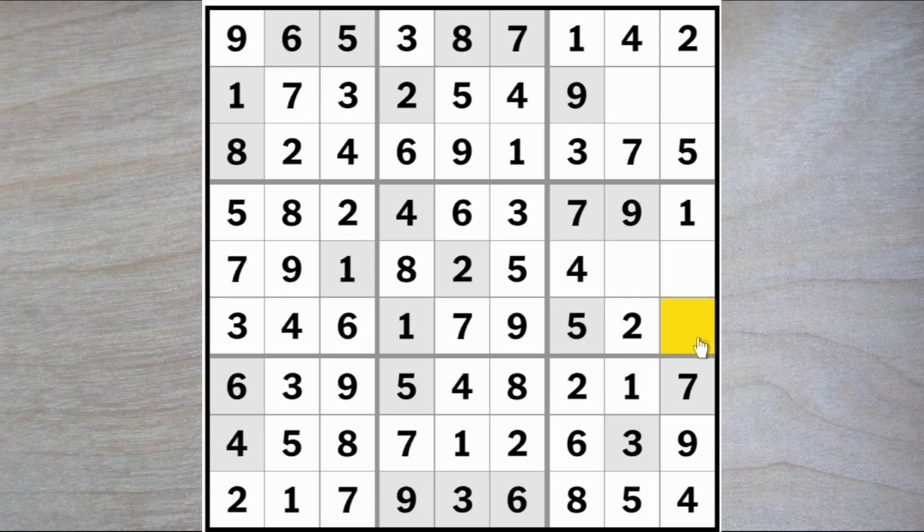And this square must be an 8, making this an 8 and this a 6. We had a 6 and an 8 going on up here, right? Therefore, this is a 6 and this is a 3. And that's it for today's New York Times heart puzzle.